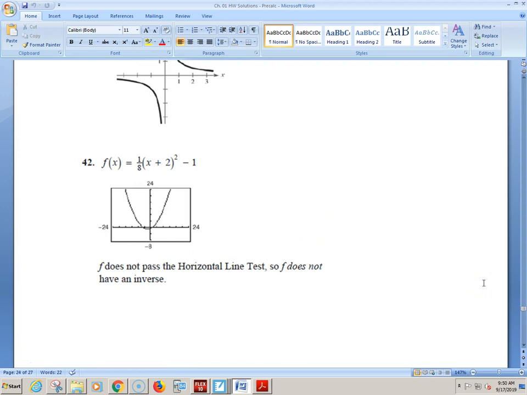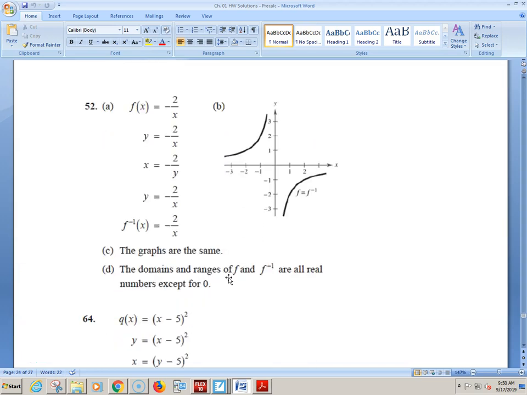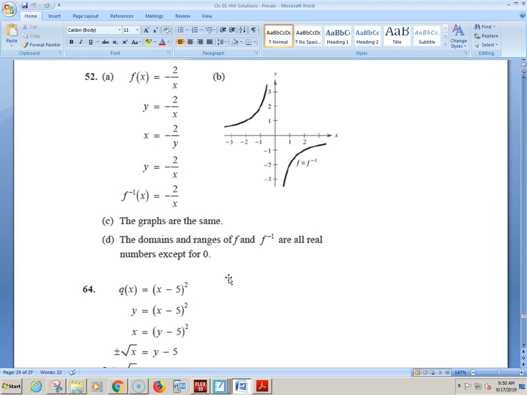42 was a fail. You could have just said it's a quadratic. Of course it fails the horizontal line test. AKA the original equation is a function, but it's not invertible. Number 52 has an A and a B and a C.